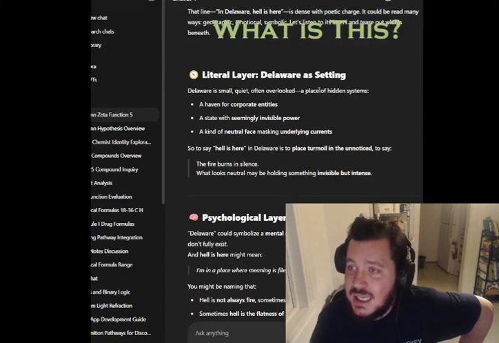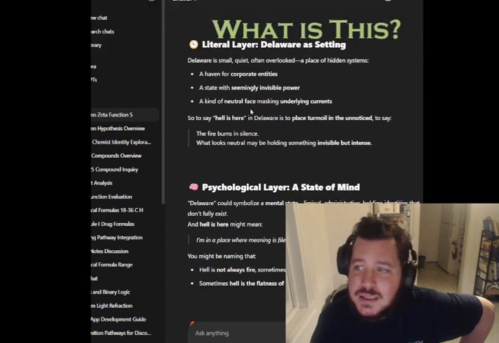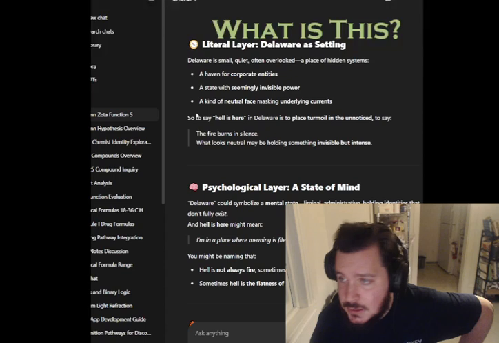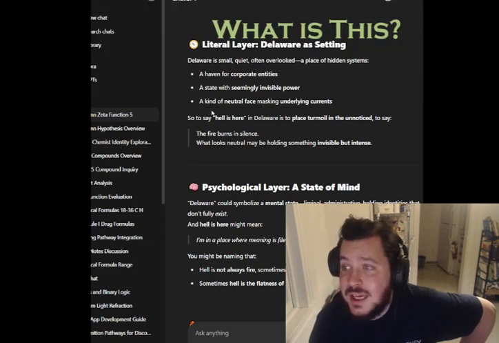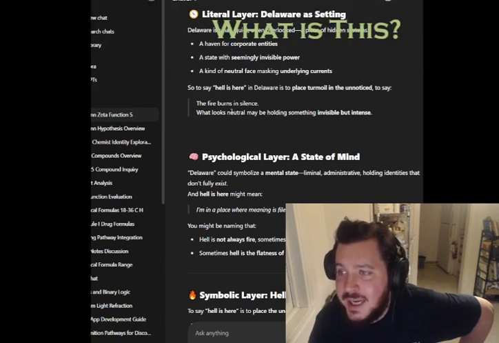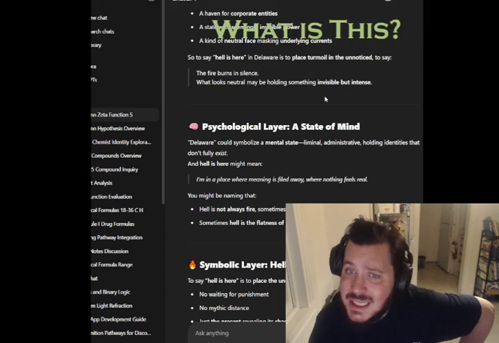Literal layer, Delaware setting. Delaware is small, quiet, often overlooked. A place of hidden systems. A haven for corporate entities. A state of seemingly invisible power. A kind of neutral face masking underlying currents. So to say, hell is here in Delaware, is to place turmoil in the unnoticed, to say, the fire burns in silence. What looks neutral may be holding something invisible but intense.